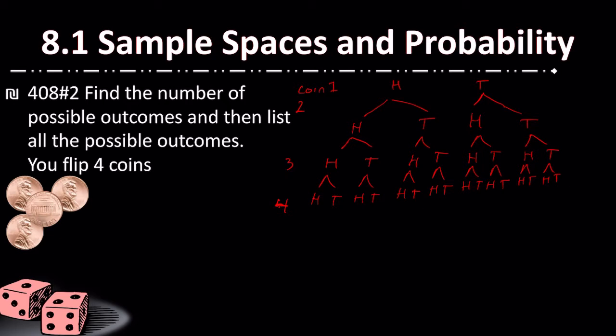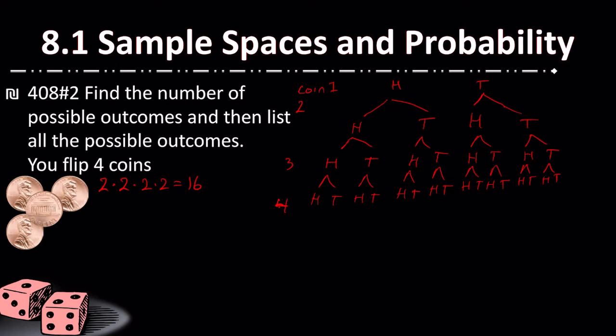So the number of possible outcomes, well, our first coin had 2 options, our second coin had 2 options, our third coin had 2 options, and our fourth coin had 2 options. Multiply all together, you get 16. So to get the total number of outcomes, just multiply together the number of outcomes for each individual event, and that gives you the total.